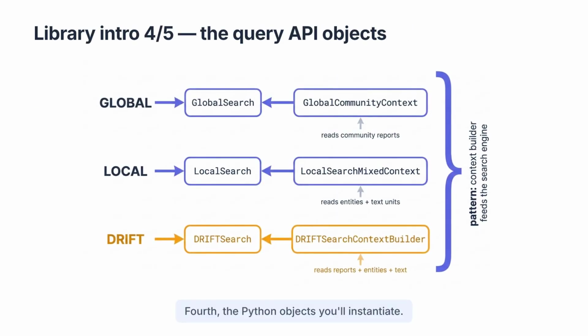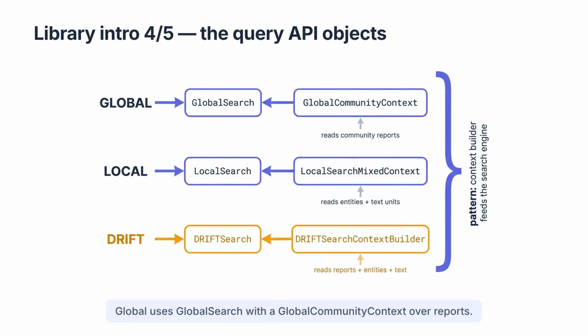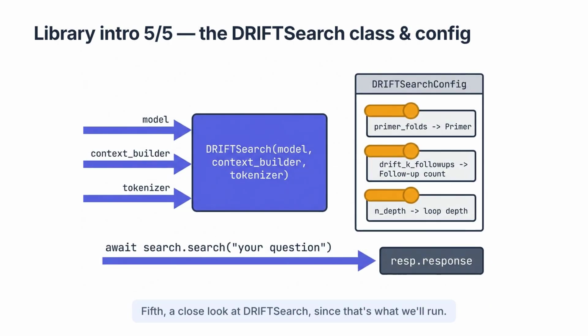Fourth, the Python objects you'll instantiate. Each mode is a class paired with a context builder. The builder gathers and packs the right data. The class drives the LLM. Global uses global search with a global community context over reports. Local uses local search with a local search mixed context over entities and text. Drift uses DriftSearch with a DriftSearch context builder. Same pattern 3 times.